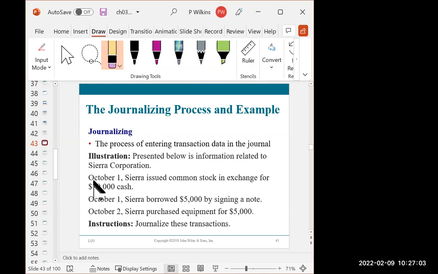All right, so we are going to be looking at Sierra Corporation, and it says October 1, Sierra issued common stock in exchange for cash. October 1, Sierra borrowed $5,000 by signing a note. And October 2, Sierra purchased equipment for $5,000. All right. First question you always ask yourself is, who am I? And you are always going to be the company.